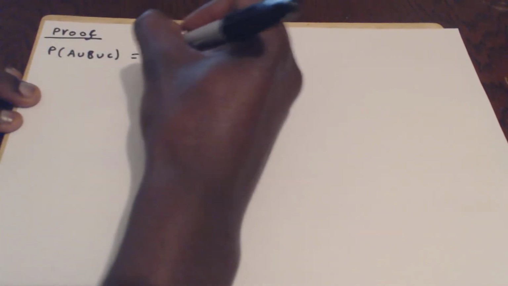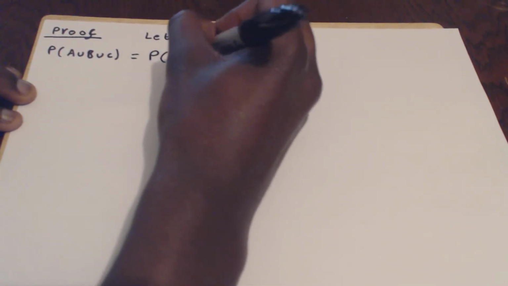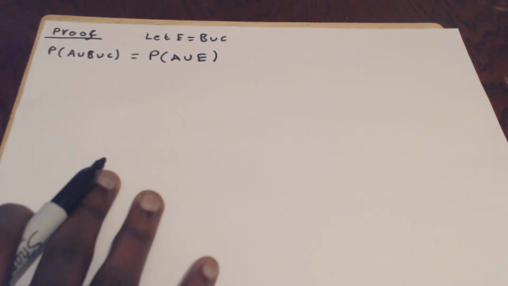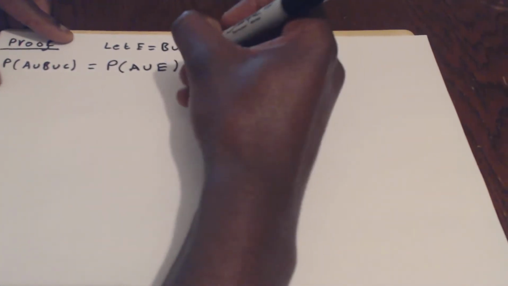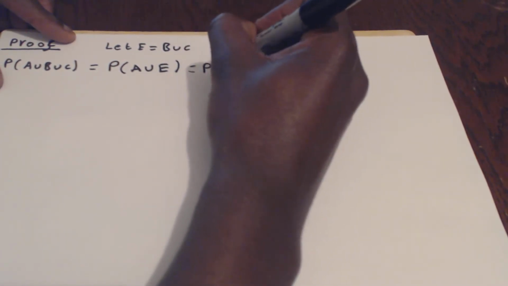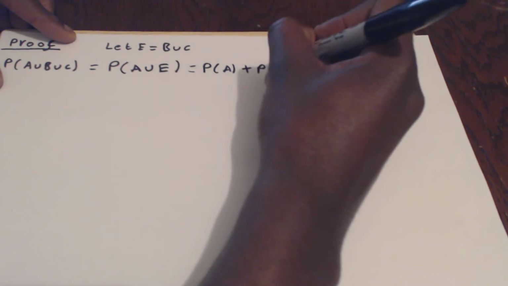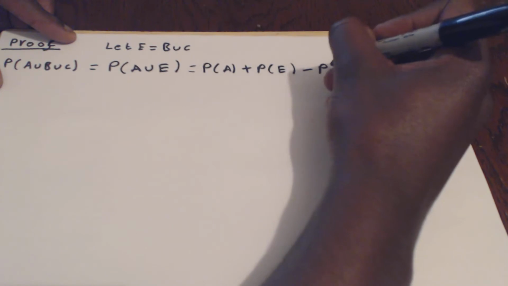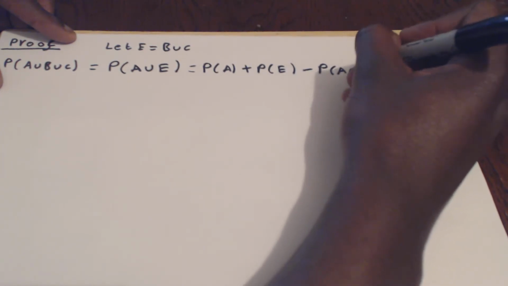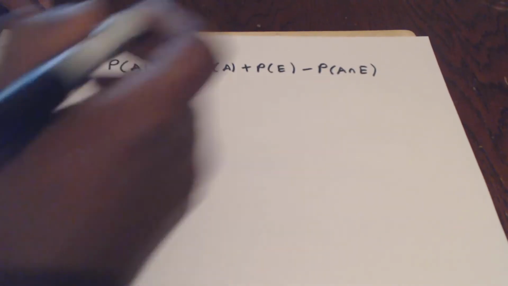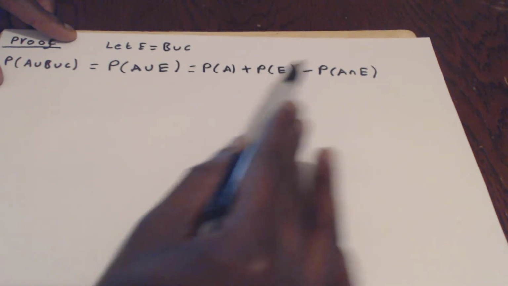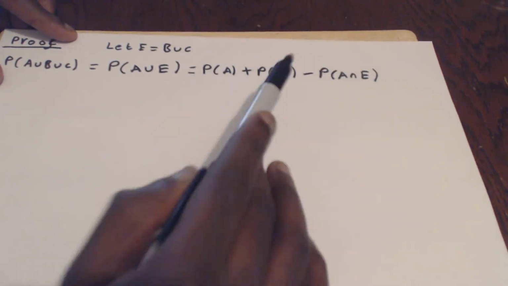Let me just zoom in a bit. I'm going to need this to be just two events. So we're going to let E equal B union C. Now this is going to be the probability of A union E. Now, using inclusion-exclusion, this is equal to the probability of A plus the probability of E minus the probability of A intersection E. Now we just need to sort out these E's, because obviously E is disguised as B union C here. So worry about this one first.